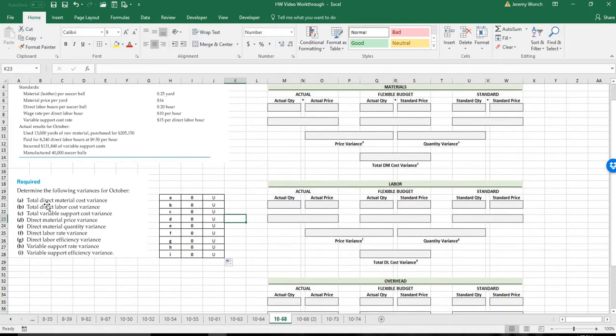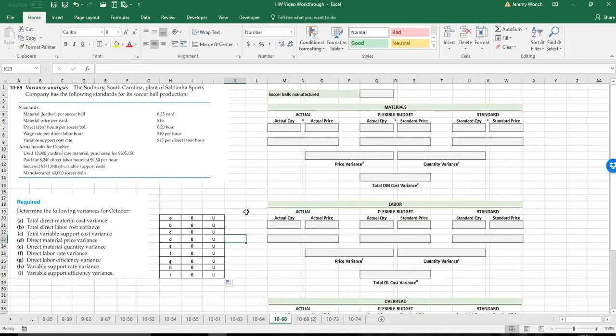And then we have to go down here and it says basically, hey, find out your direct material cost variance, direct labor variance, and so on and so forth. So we're going to go on and break these down. There's two ways to go about doing this. The book gives a lot of formulas to figure out these numbers.